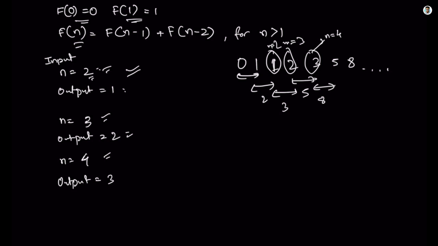So similarly, for whichever value of n that we are putting in the input, the output will be given by our function. So to understand this in a better way, we need to understand how the Fibonacci series works. We have just understood how the Fibonacci series works. Now we will be writing the logic for that.